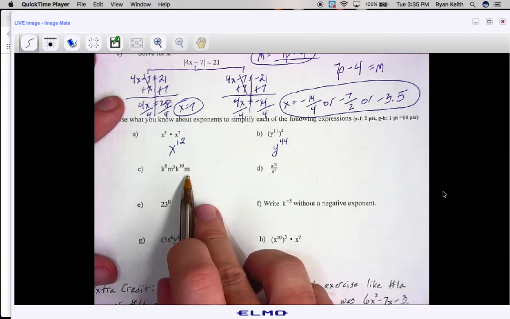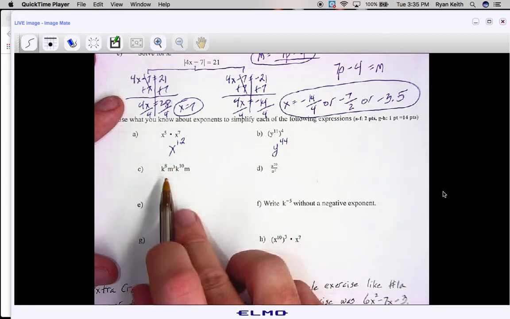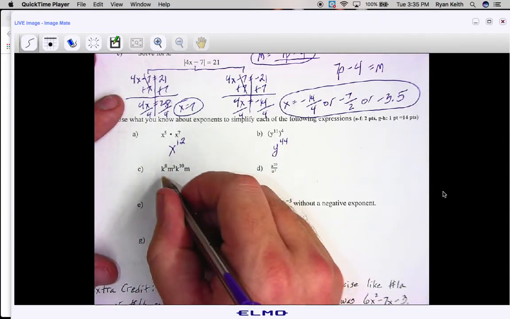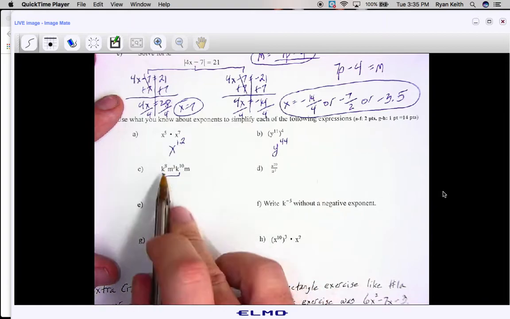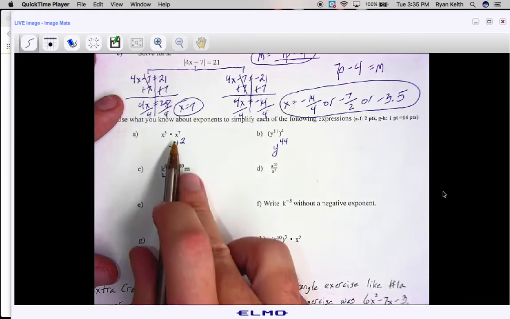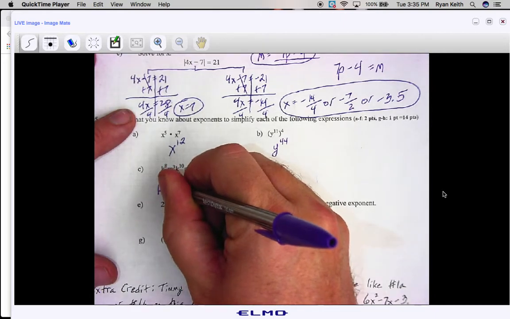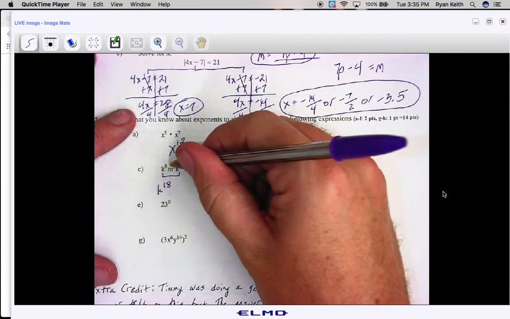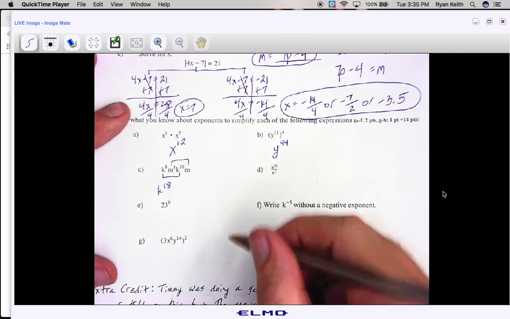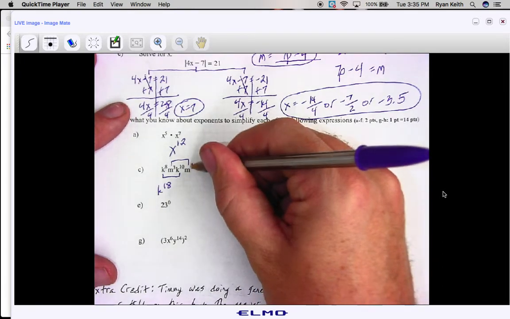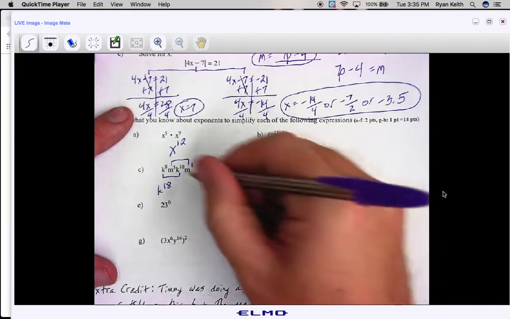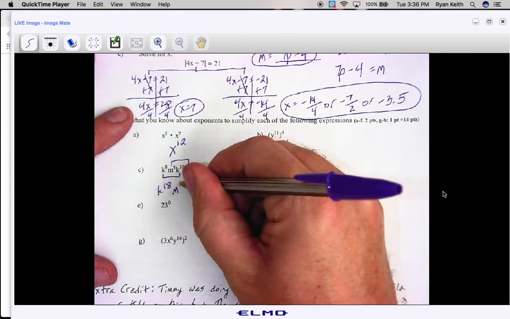All C is like A with two different letters. Why don't we take the K's and do the adding of the powers trick like we did up here. 8 and 10. 8 plus 10 is K to the 18th. And then I'll do the same thing with the M's. Now doesn't this M right here with nothing really have a 1, of course? So 3 plus 1 is M to the 4th.